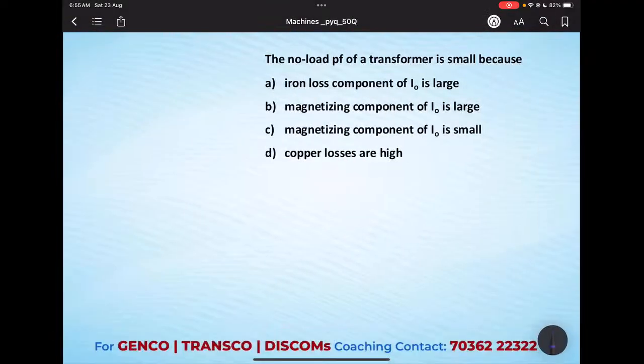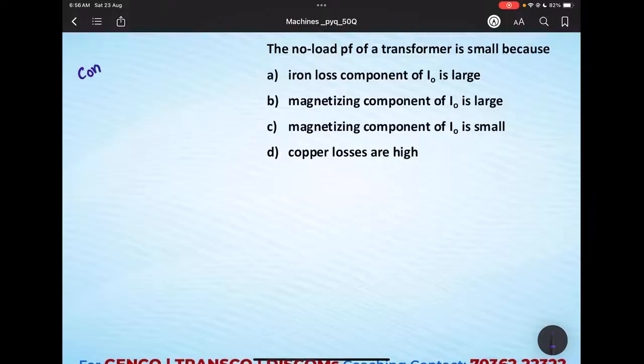The next question is about the no load power factor of transformer is small because. Okay, so first we identify the concept. What is the concept? No load parameters of transformer. So the question is about no load parameters.